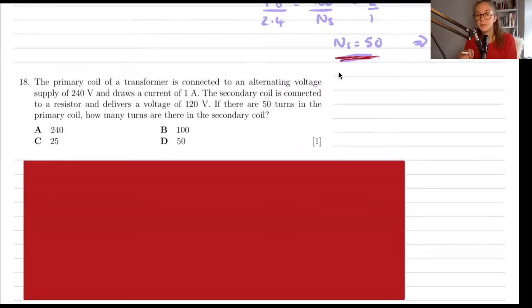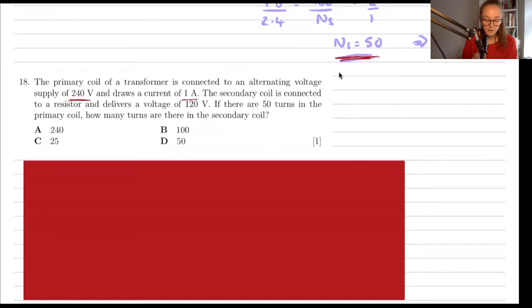We have a very similar question here. I would encourage you to try this yourself first. It asks, the primary coil of a transformer is connected to an alternating voltage supply of 240 volts and draws a current of 1 amp. So this is on the primary side.